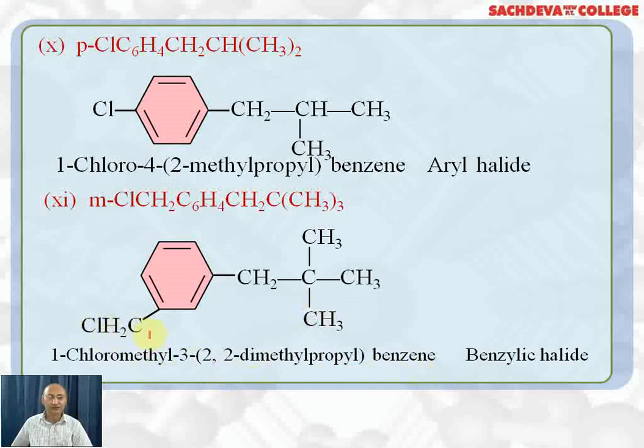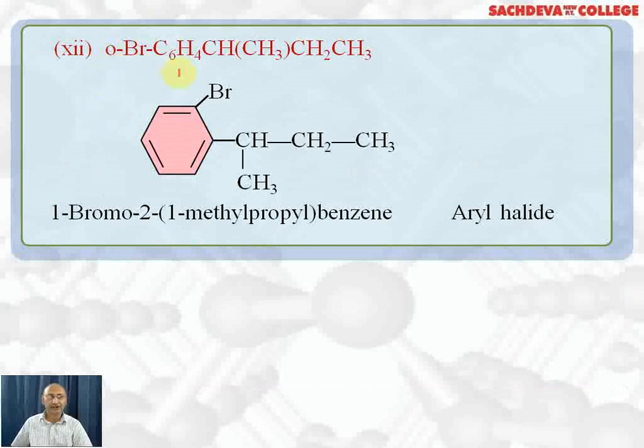This group is chloromethyl, which is at the first carbon, therefore we call it 1-chloromethyl. This is the third carbon, we have written third. This is 2,2-dimethyl, this is the second carbon, so 2,2-dimethyl propyl. Benzene is the parent, this is a benzylic halide. CH2Cl is called benzylic halide. Whenever CH2Cl is attached to a benzene ring, we call it benzylic halide. And this is a primary benzylic halide.